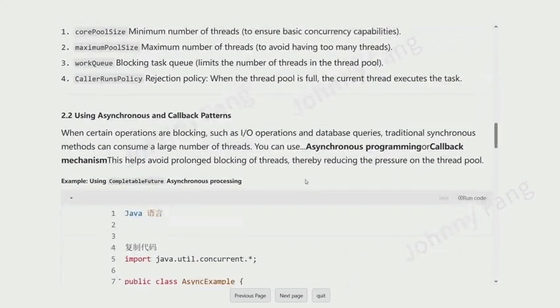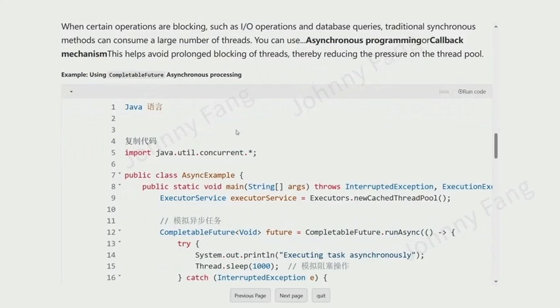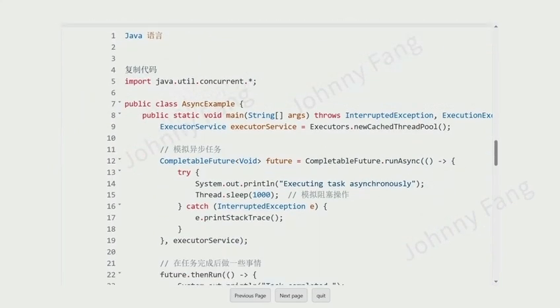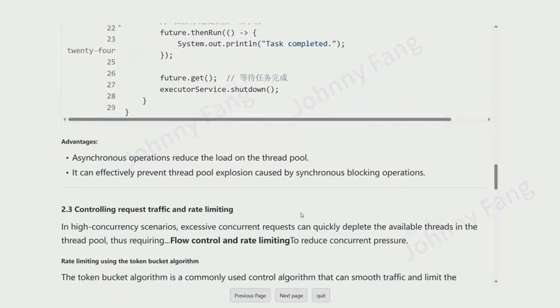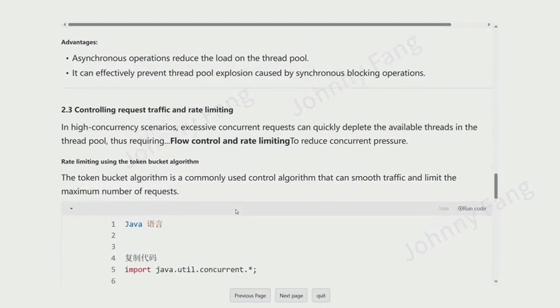The second way is to use asynchronous processing. Here is a specific Java code implementation where we simulate an asynchronous processing task, using the sleep function to simulate a blocking operation. The third method controls the number of requests.